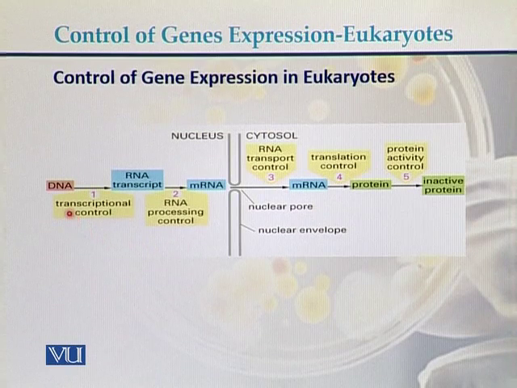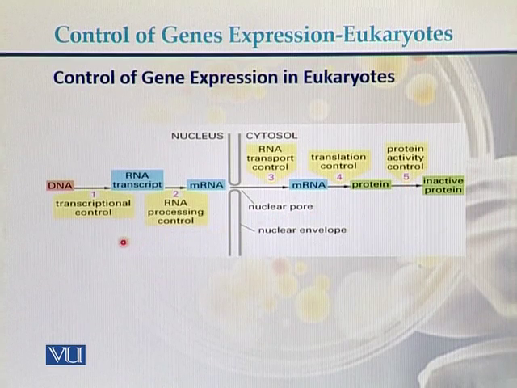Gene expression can be controlled at the level of transcription, when DNA is going to convert into RNA. It can be controlled at the level of RNA processing, when there is RNA editing or alternative splicing. When there is a movement of messenger RNA into the cytosol, RNA transport can also be controlled. At the translational level, when messenger RNA is going to translate into protein, gene expression can be controlled. And once the protein is produced, it can be inactivated. So gene expression in eukaryotes can also be controlled here.